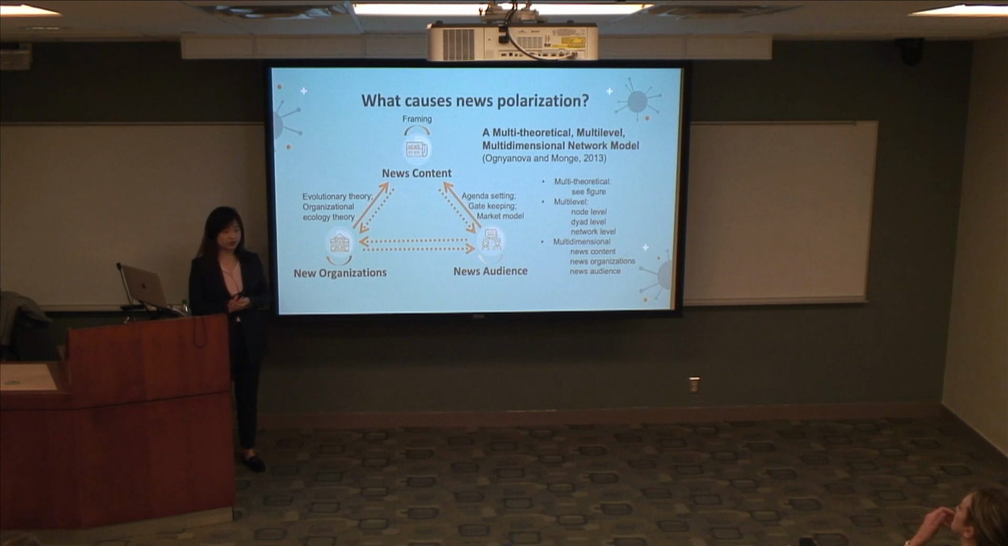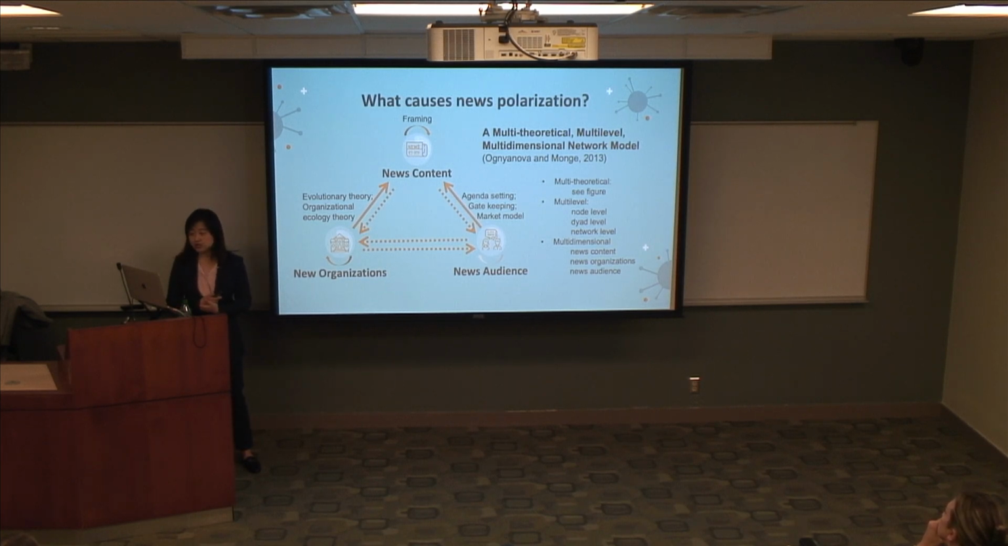So an important question to ask about news polarization is, what causes news polarization? We adopted a multi-theoretical, multi-level, multi-dimensional network model proposed by Oksanova and Monge in 2013 to examine the factors that may cause news polarization from the news organization side and the news audience side.